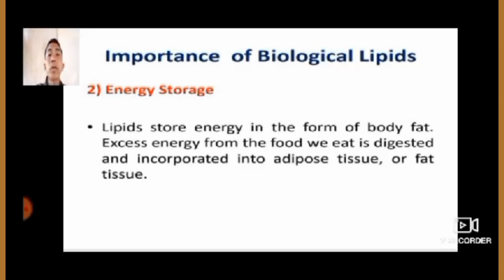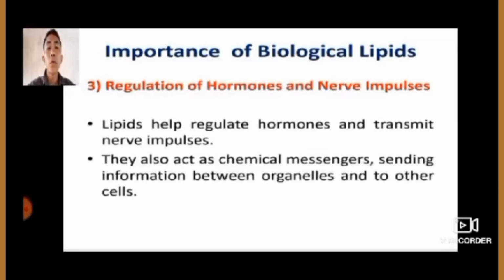Over time, repeated excess energy intake can lead to an increase in body fat, which serves as a reservoir of stored energy to be utilized during times of fasting or increased energy demands. The next importance of biological lipids is regulation of hormones and nerve impulses. Lipids help regulate hormones and transmit nerve impulses. They also act as chemical messengers, sending information between organelles and to other cells.